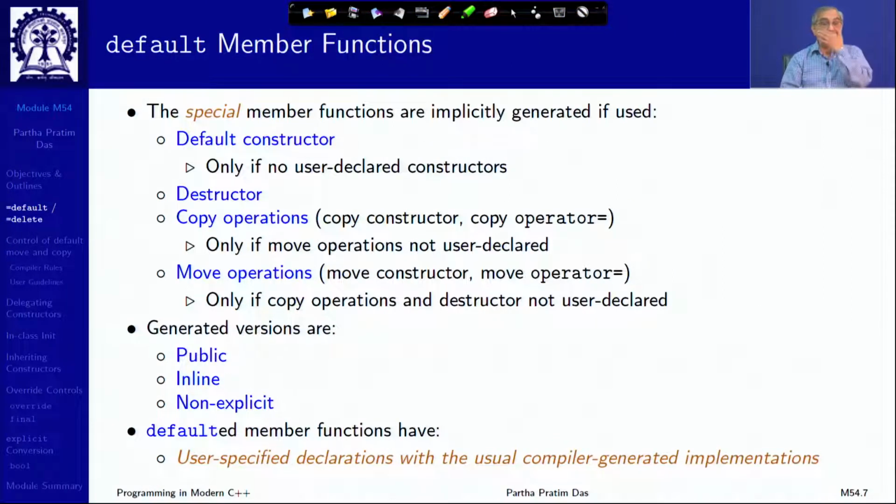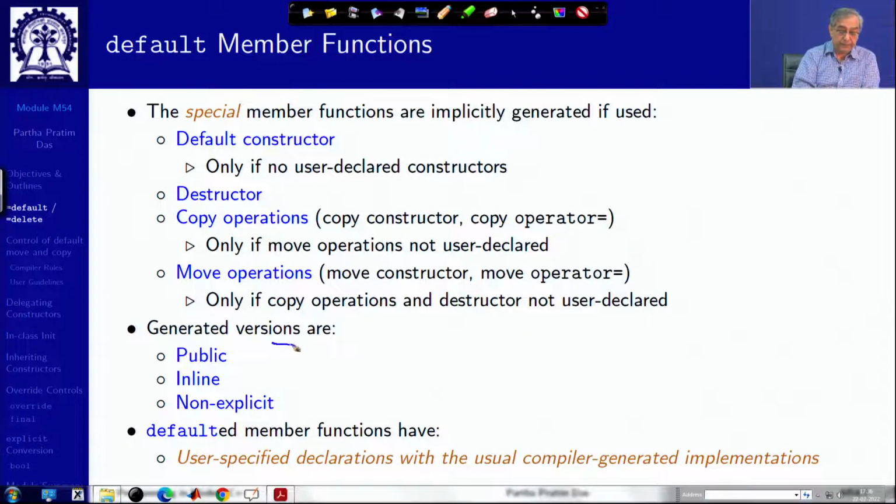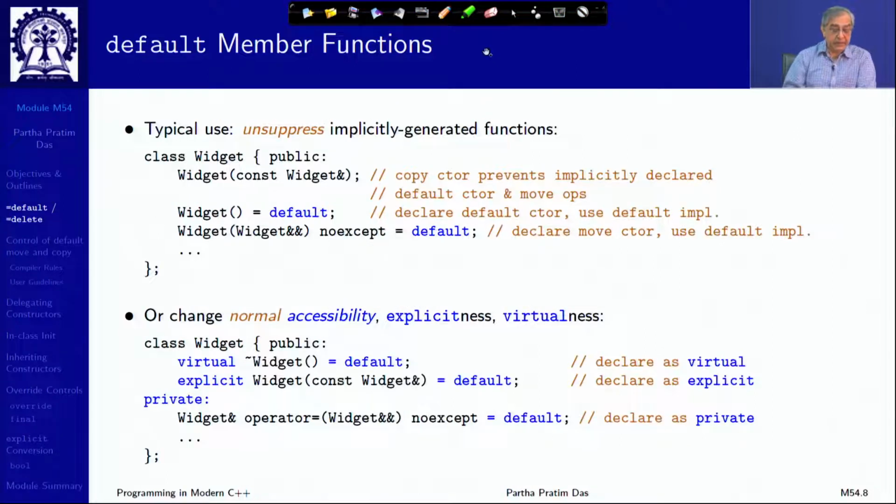So we know all the different functions which are available: default constructor, destructor, copy constructor, move and copy operations, and there are restrictions for them. But when you get the default from the compiler, you get them in this kind of form, that the default version is always public, it is always inline, and it is always non-explicit. Right? By using the default option now, you can change those as well, as we'll see.